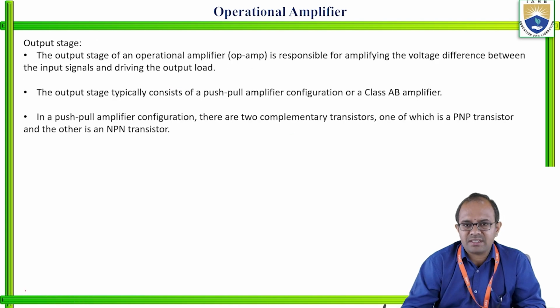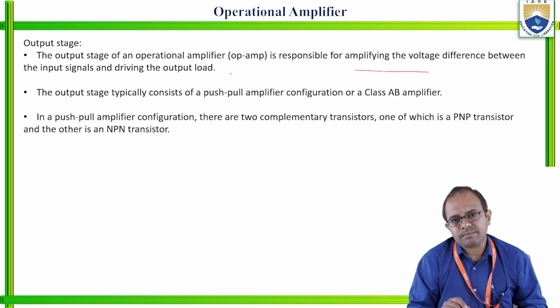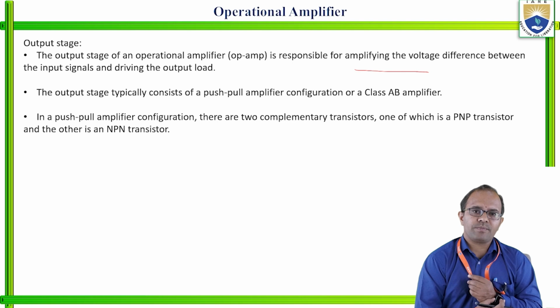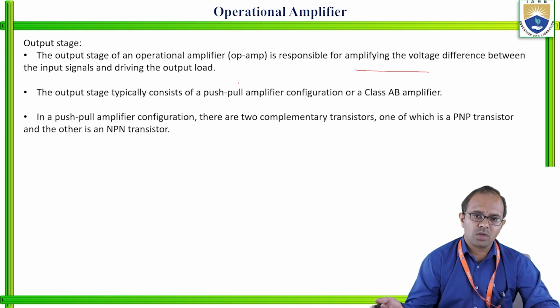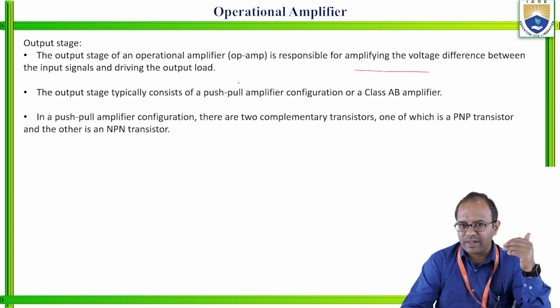And coming to the last stage, the final stage of the operational amplifier, it is nothing but the output stage. It is responsible for amplifying the voltage difference between the input signals and driving the output load. So do remember, this is the final stage of the operational amplifier, which is connected to the load. From here you can connect the signal to the load. It can be whatever device you want to connect at the output terminals of the operational amplifier that can extract this particular amplified signal, right?